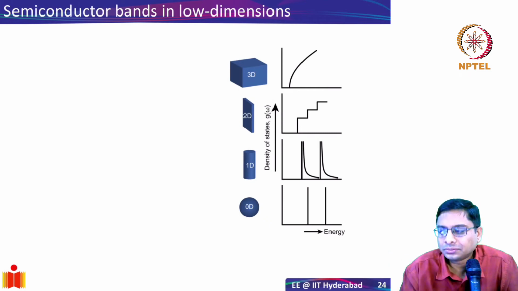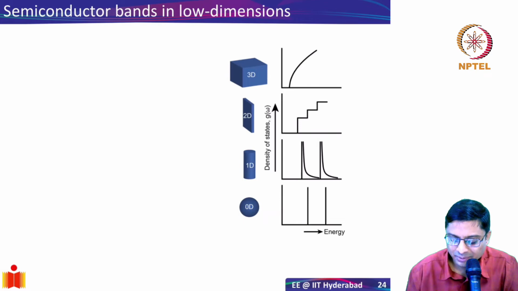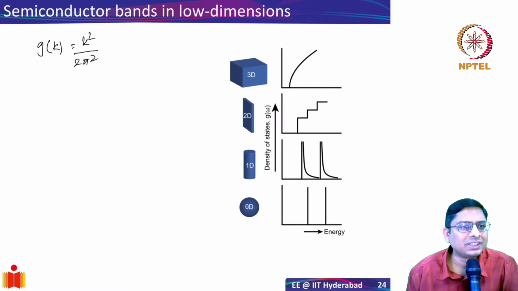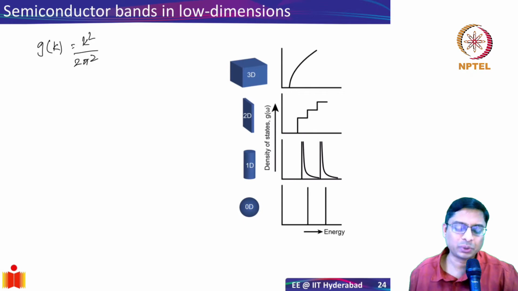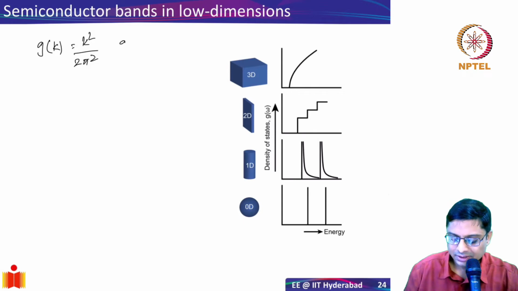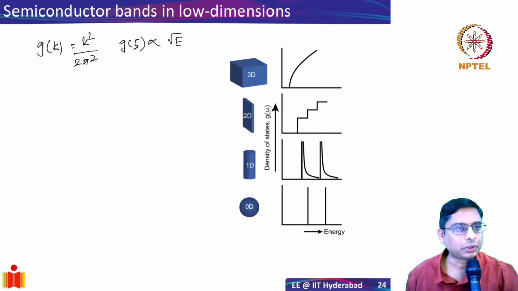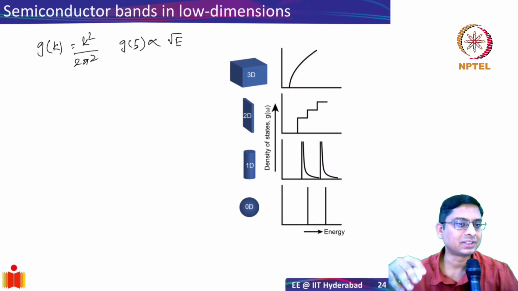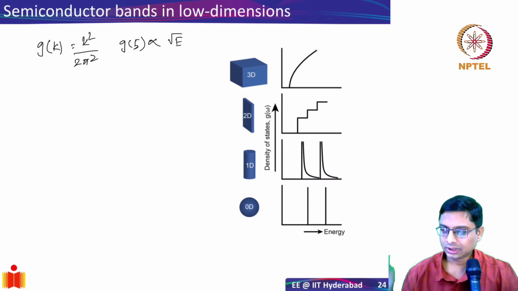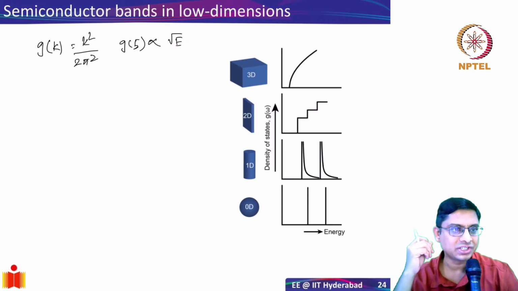Now we said that if you have a 3-dimensional material, we actually compute first in k space, and that will be k square by 2 pi square, and you put in the parabolic dispersion E equal to h cross square k square by 2m, and so you end up getting g of E proportional to the square root of E. This is what I have already shown you, and that's why we said that the absorption in a 3D or bulk semiconductor is going to exhibit a square root of h cross omega minus Eg dependence.